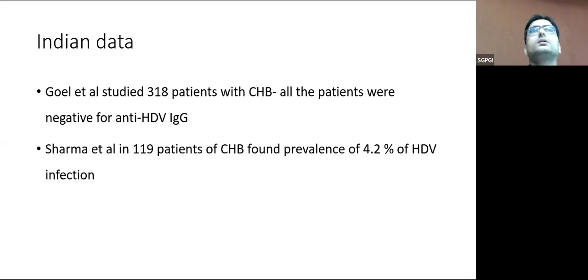So although some positivity has been reported in various studies across the country, the prevalence is so low that we cannot recommend routine screening of all patients with hepatitis B for hepatitis D antibodies, because it is not cost effective. And still further we need to do more epidemiological studies to see what is the true prevalence and whether this presence of hepatitis D is actually having an impact on the clinical course of chronic hepatitis B patients.